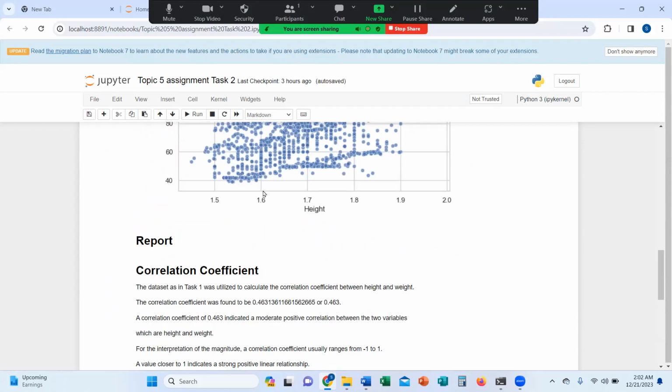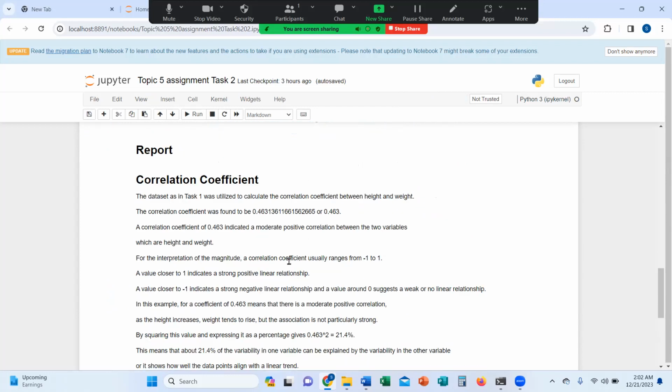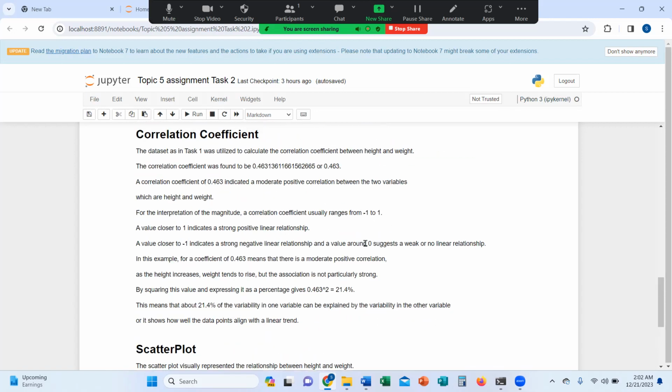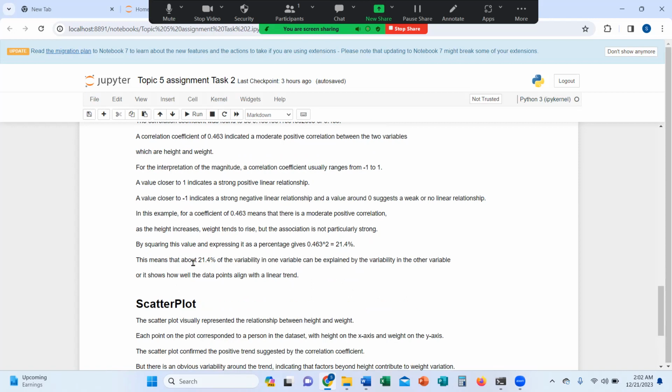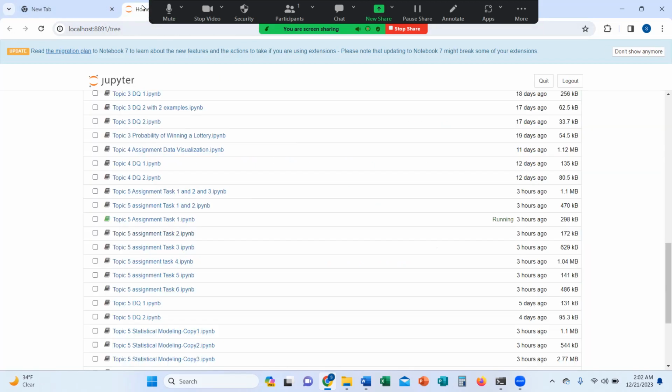a positive relationship here. And the value that I got was 0.46, and that is positive because the range is supposed to be from -1 to +1. And this means that 21.4%, that's when this value is squared, of the variability of one variable can be explained by the variability of the other variable. So that is for task 2.